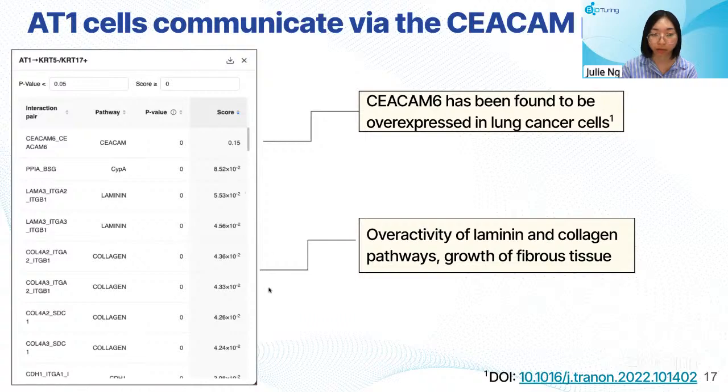For the rest of the pathways that we see enriched relating to laminin and collagen, these are correlated with overactivity of laminin and collagen pathways, which lead to the growth of fibrous tissue in our pulmonary fibrosis tissue samples.